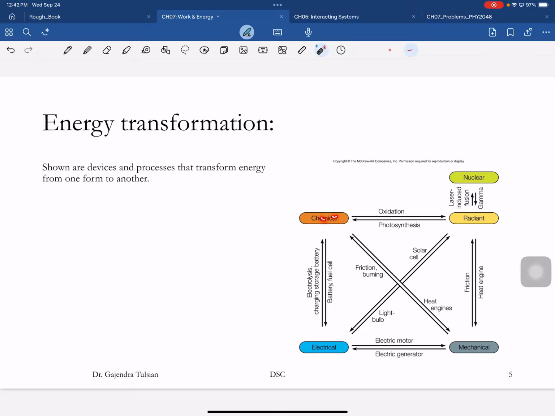Chemical energy, via oxidation, you can convert that to electromagnetic energy. Photosynthesis is the process by which electromagnetic energy is converted to chemical energy. This is what the plants do. Phytoplanktons are what harness all our energy from the sun, I guess. Nuclear energy can be converted to radiant energy. You guys know where this happens?